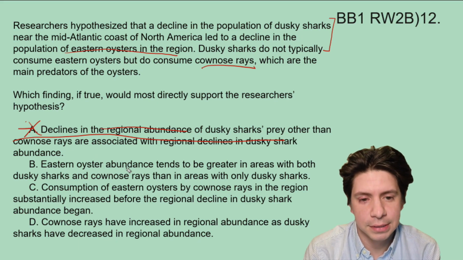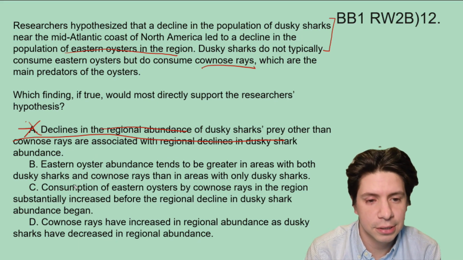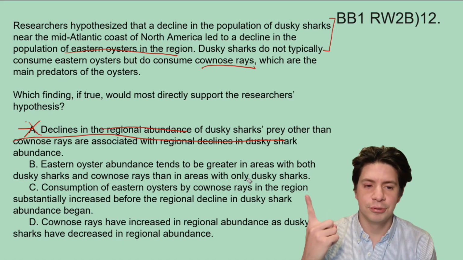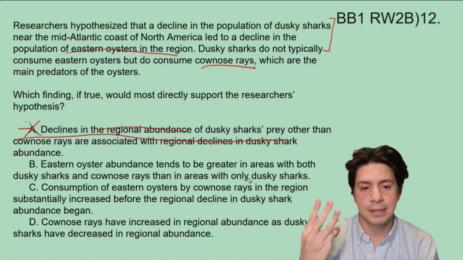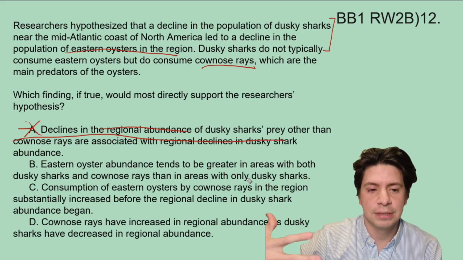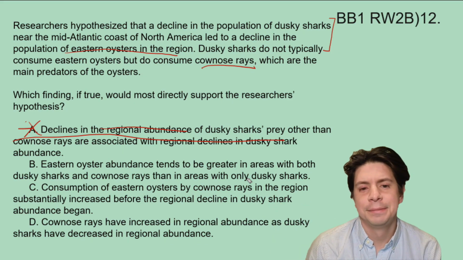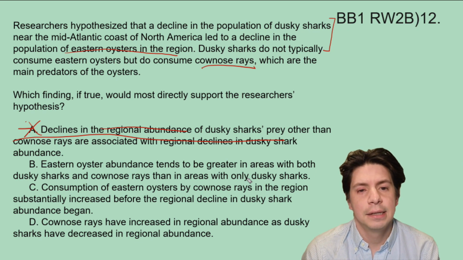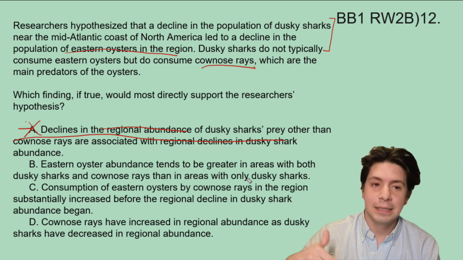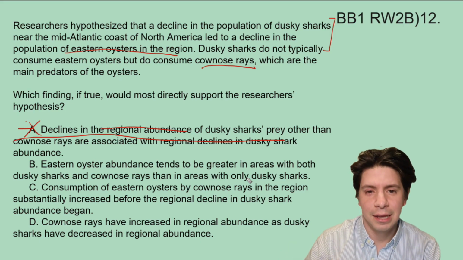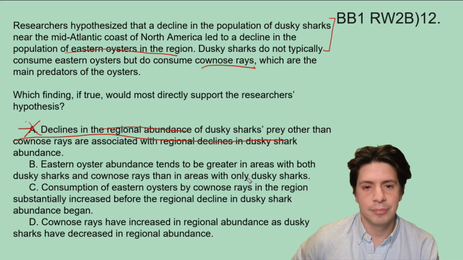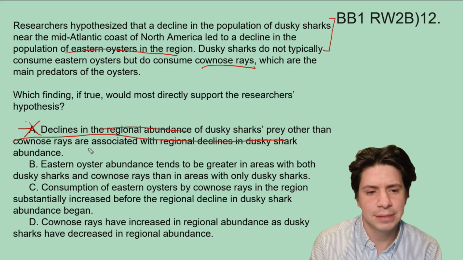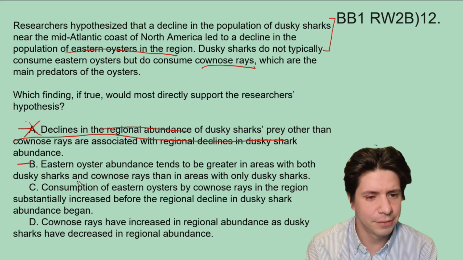B: Eastern oyster abundance tends to be greater in areas with both dusky sharks and cownose rays than in areas with only dusky sharks. So this one brings up everything: the cownose rays, the eastern oysters, and the dusky sharks. But it's saying there are more eastern oysters in places where we have both dusky sharks and cownose rays, which doesn't really tie in with the hypothesis. The hypothesis is saying that if the dusky sharks decline, then the oysters would decline, and we can assume it's because without dusky sharks there'd be more cownose rays. But here they're sort of saying that by having cownose rays there'll be more oysters. So I would say that's a minus. Pretty sure it's not it, but I don't want to fully eliminate it.